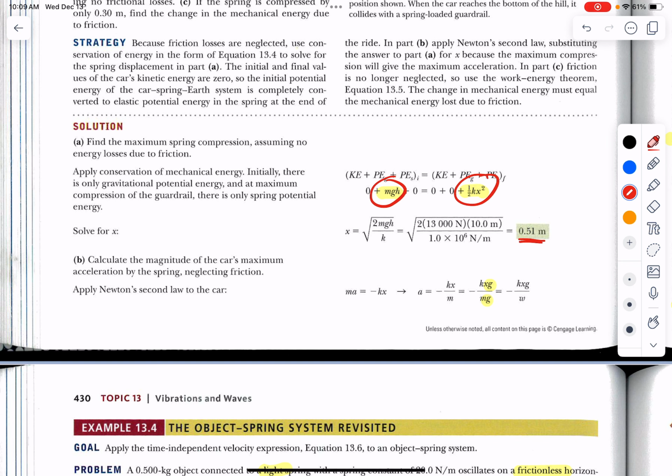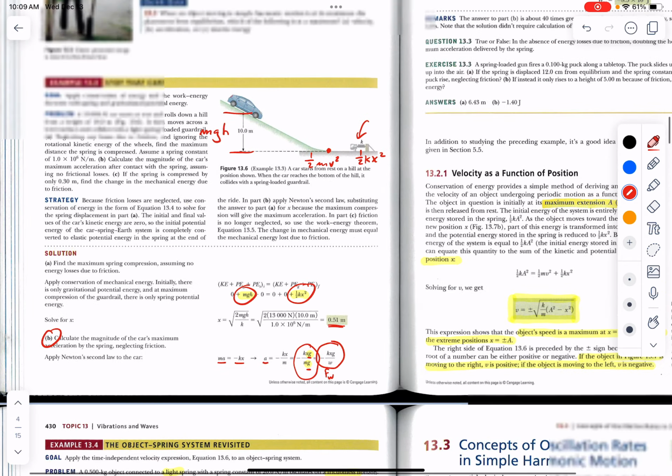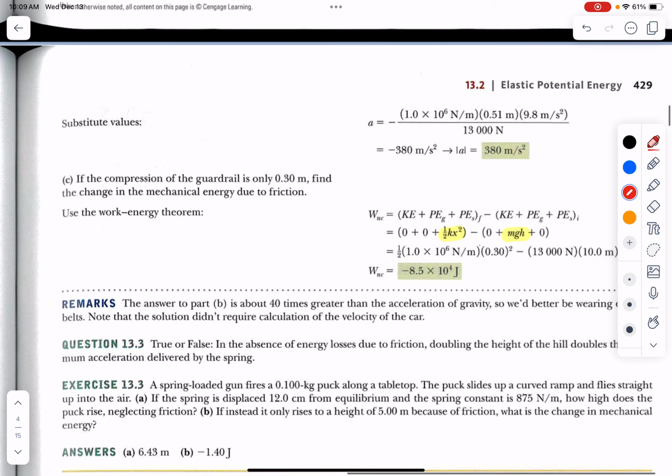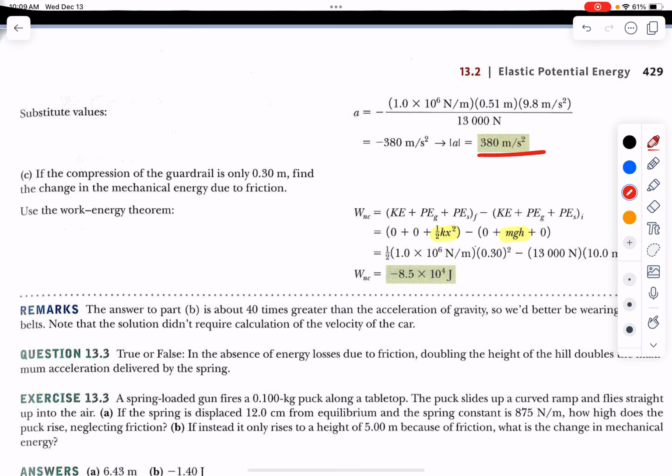If we calculate the magnitude of the car's maximum acceleration by the spring, this is part B of the problem. Here's my Newton's second law equaling Hooke's law, and we solve it for a. If we multiply the numerator and the denominator by g, we get this equation right here. mg, of course, is going to be the weight, which I would draw like this, the force of weight of the car, and that gives us this equation right here. So we can plug the numbers into the problem and solve for the acceleration of the car.